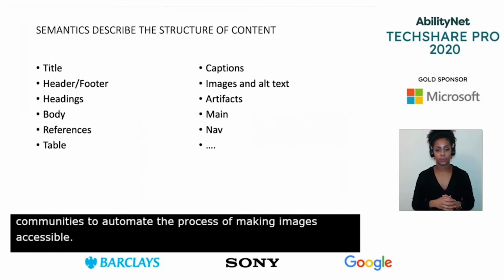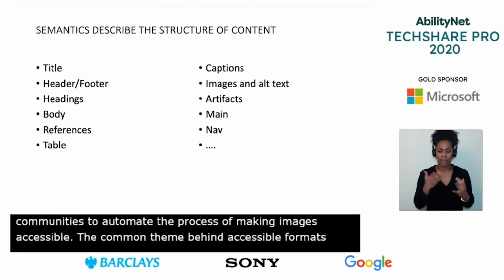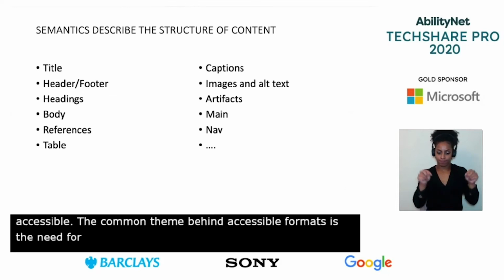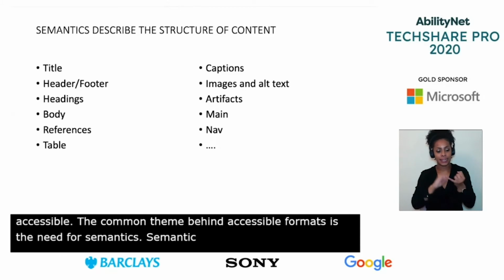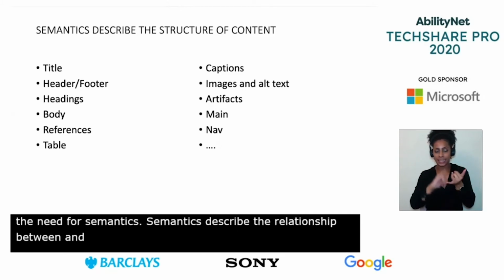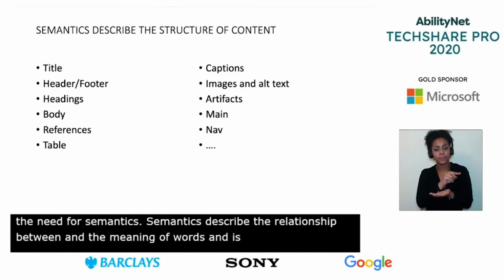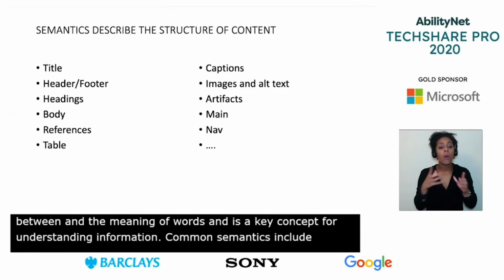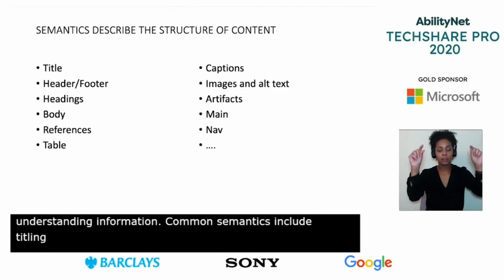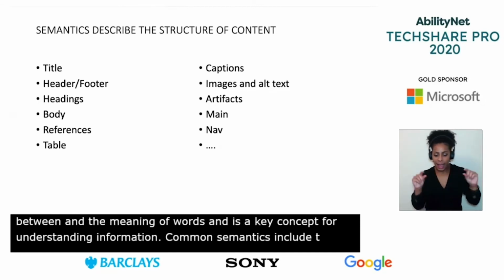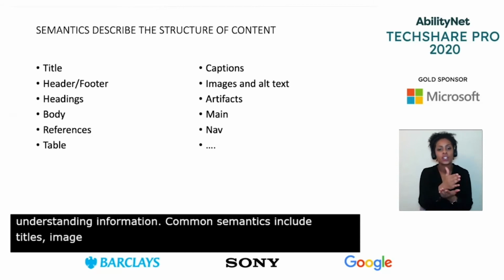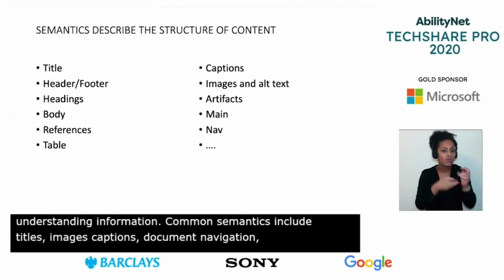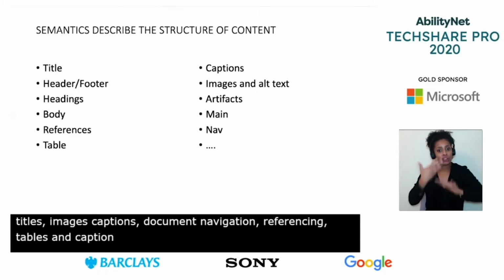The common theme behind accessible formats is the need for semantics. Semantics describe the relationship between and the meaning of words and is a key concept for understanding information. Common semantics include titles, headings, images, captions, document navigation, references, and tables. But different standards and formats have different ways of expressing semantics.